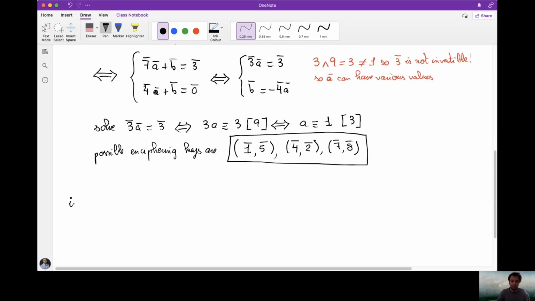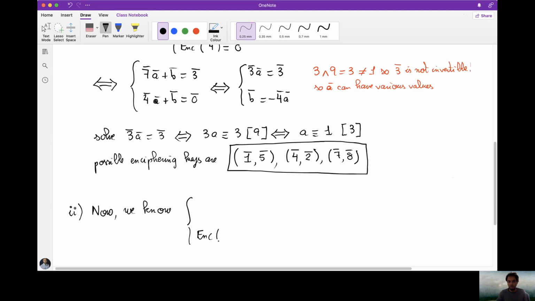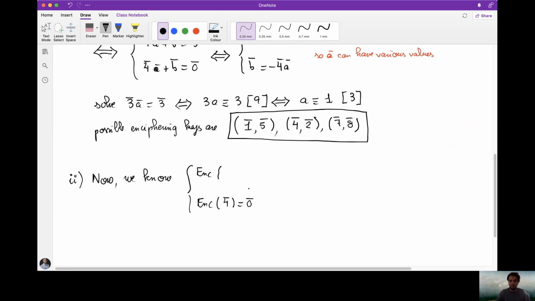And the second question is basically the same, but we have a different situation. Now we know, for the second person, different information. So the first one is the same one. We know that the enciphering of E is A. And the second information that we have now from the enemy E prime is that point 8 gets ciphered as blank, which is 7. So the enciphering of 8 is 7.